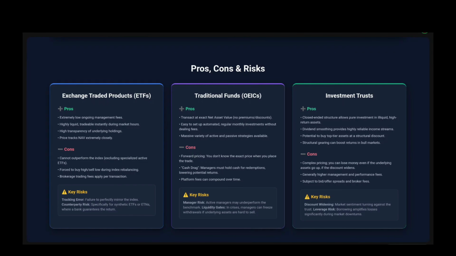However, the cons: complex pricing. You can lose money even if the underlying assets go up if the discount widens. Generally higher management and performance fees, and they're subject to bid-offer spreads and broker fees. Key risks are discount widening, so market sentiment turning against the trust, and leverage risk, where borrowing amplifies losses significantly during market downturns.